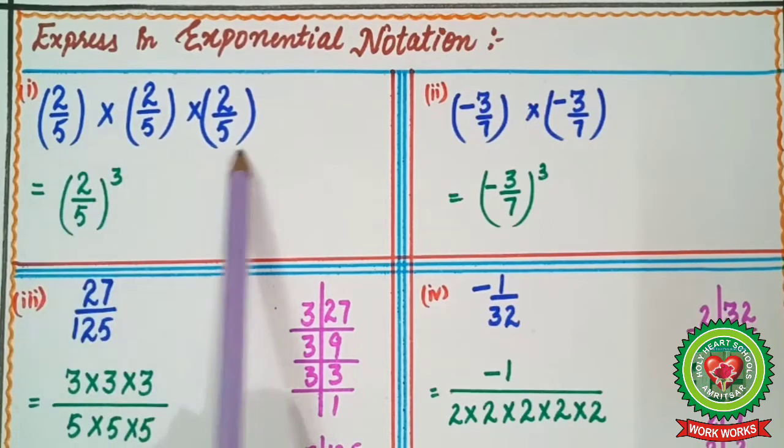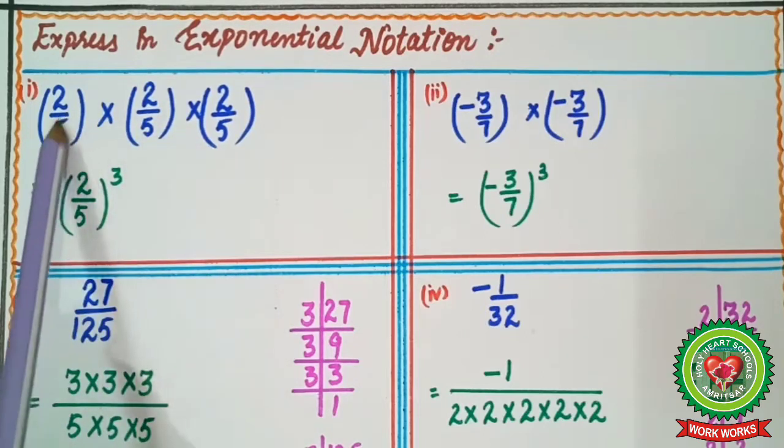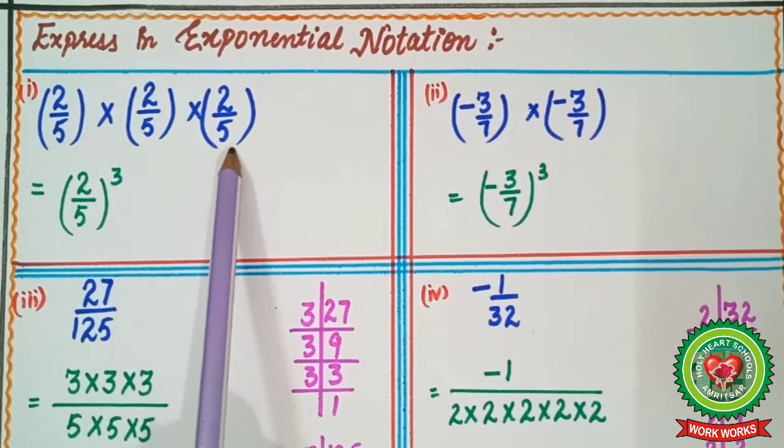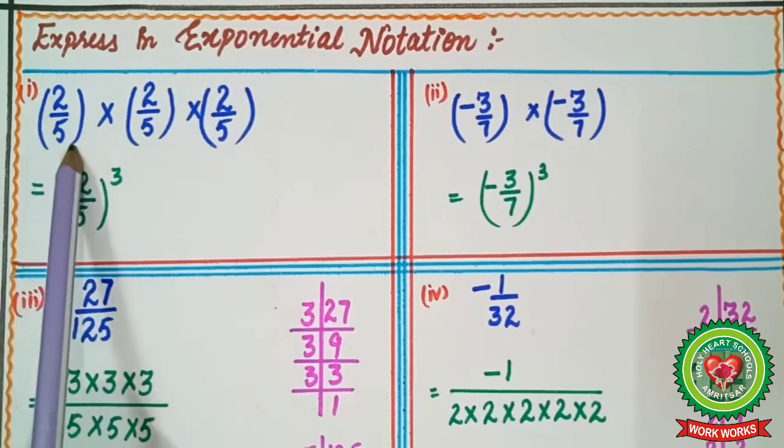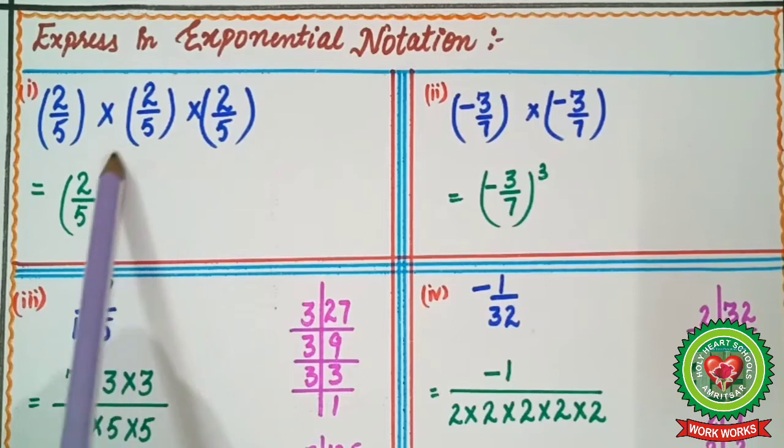So in each and everything there is 2 upon 5, and it is the same. Now 2 upon 5 is getting multiplied how many times? They are getting multiplied 1, 2, 3 times, so that means the power, the index, or the exponent will be 3.